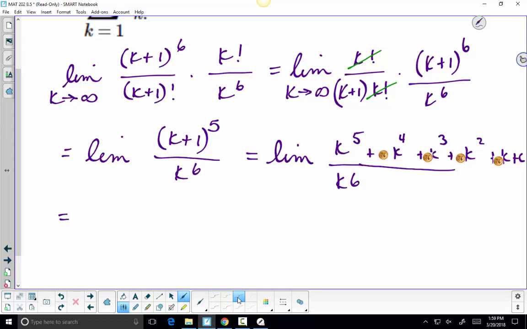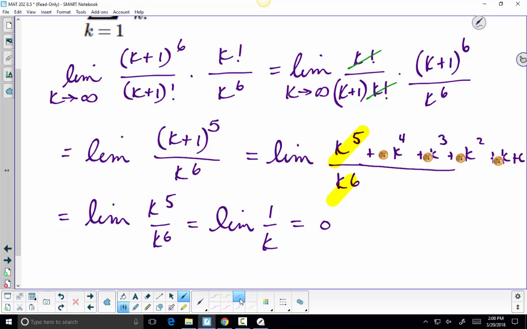So here we're going to get k to the 4th over k to the 6th. That's going to go to 0. k to the 3rd over k to the 6th, that's going to go to 0 because the denominator power is bigger. So all that stuff just goes to 0 really instantaneously. So we only have to consider this. And we have the same conclusion. That is going to be the limit of that, which is the limit of that, which is 0.